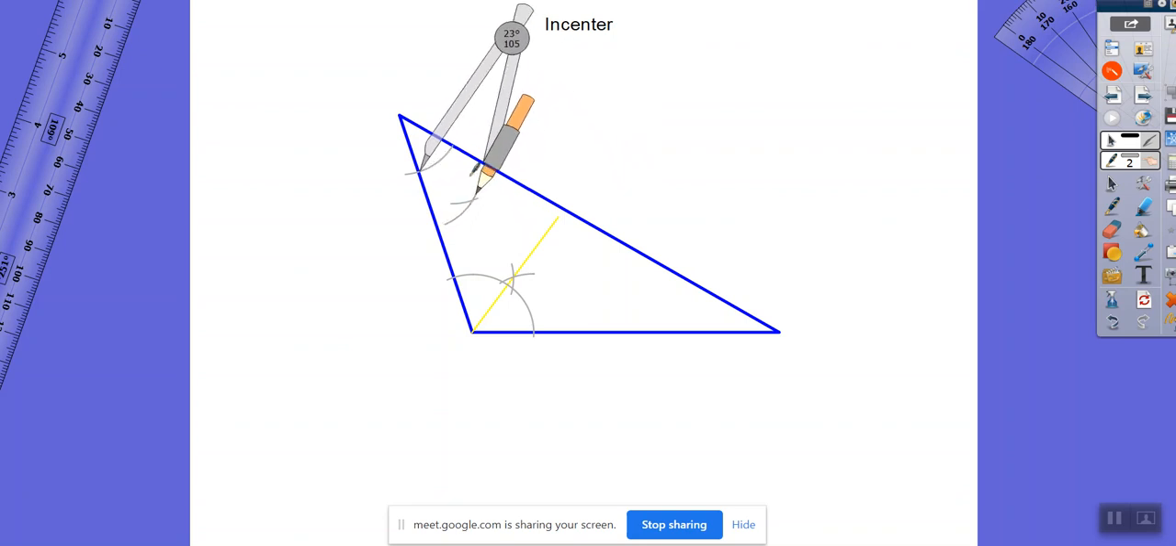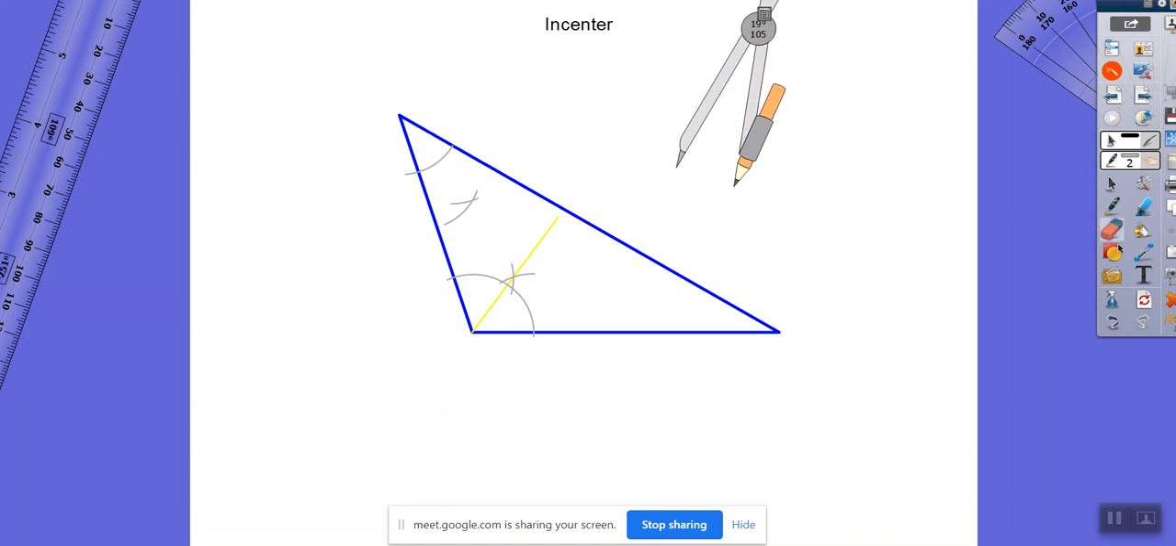The definition of concurrency is just where all the lines intersect. Yep.